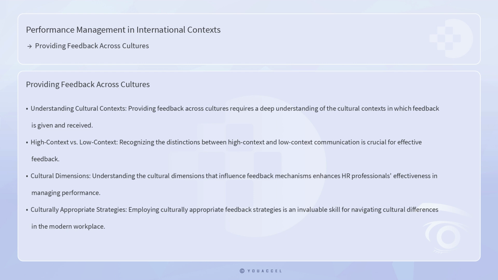In conclusion, providing feedback across cultures requires a deep understanding of the cultural contexts in which feedback is given and received. By recognizing the distinctions between high-context and low-context communication, understanding the cultural dimensions that influence feedback mechanisms, and employing culturally appropriate feedback strategies, HR professionals can enhance their effectiveness in managing performance in international contexts. As globalization continues to shape the modern workplace, the ability to navigate cultural differences and provide constructive feedback that resonates across cultures is an invaluable skill for senior HR professionals.